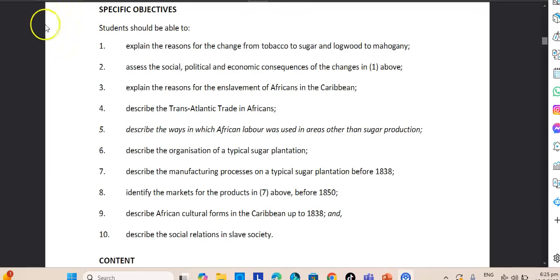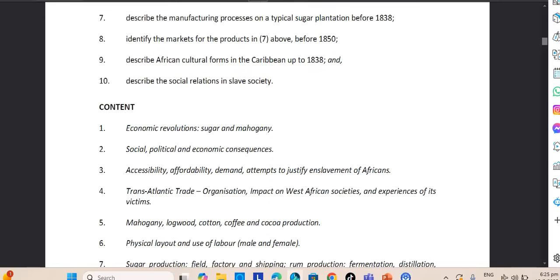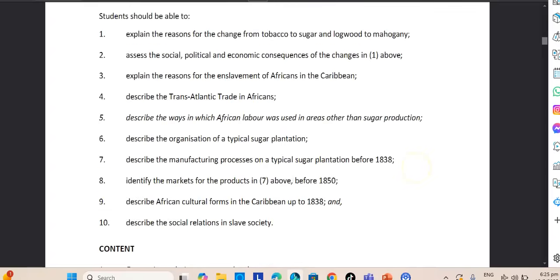All right, so you should be able to explain 1 and 2. Going down nicely, guys: explain the reasons for the enslavement of Africans in the Caribbean. And we're going to look at some of our reasons: accessibility, affordability, demand, and attempts to justify the enslavement of Africans.